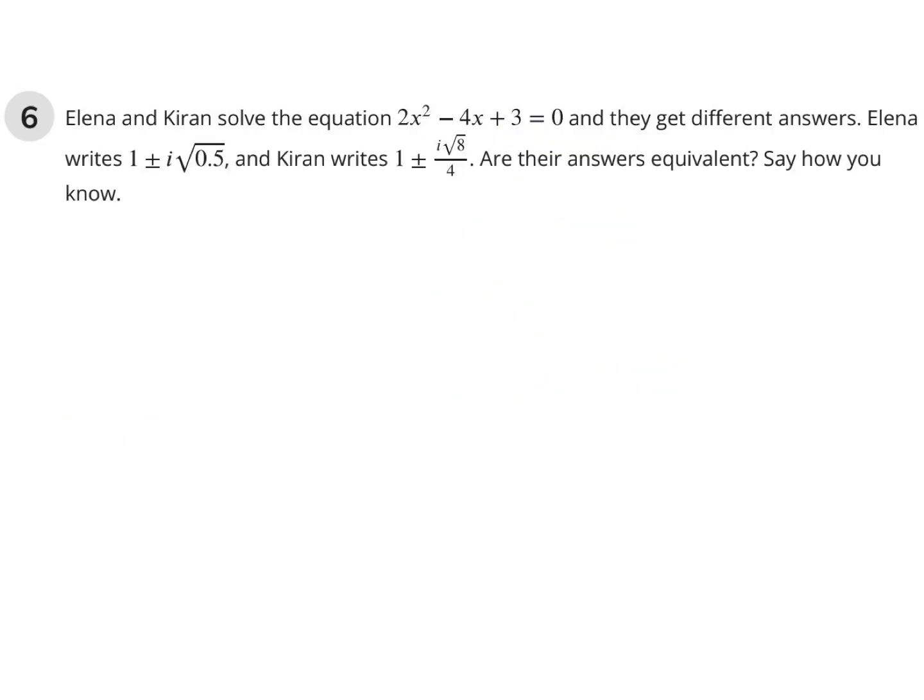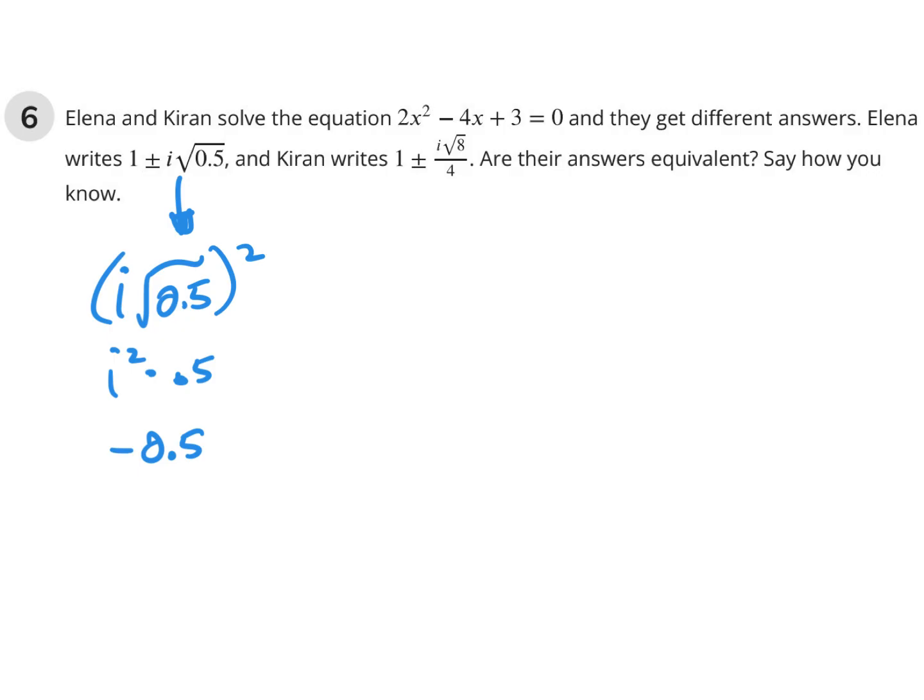Okay, this is the last problem. Okay, how can we prove that these are equivalent? Equivalent in math means the numbers, the combination of numbers look different, but the value is the same. So what can we do with these? The one thing we can do is, what if I take just this part, the complex part, and I square it? If I square this, I get i squared times 0.5. i squared is negative 1, so that's negative 0.5 as an answer.